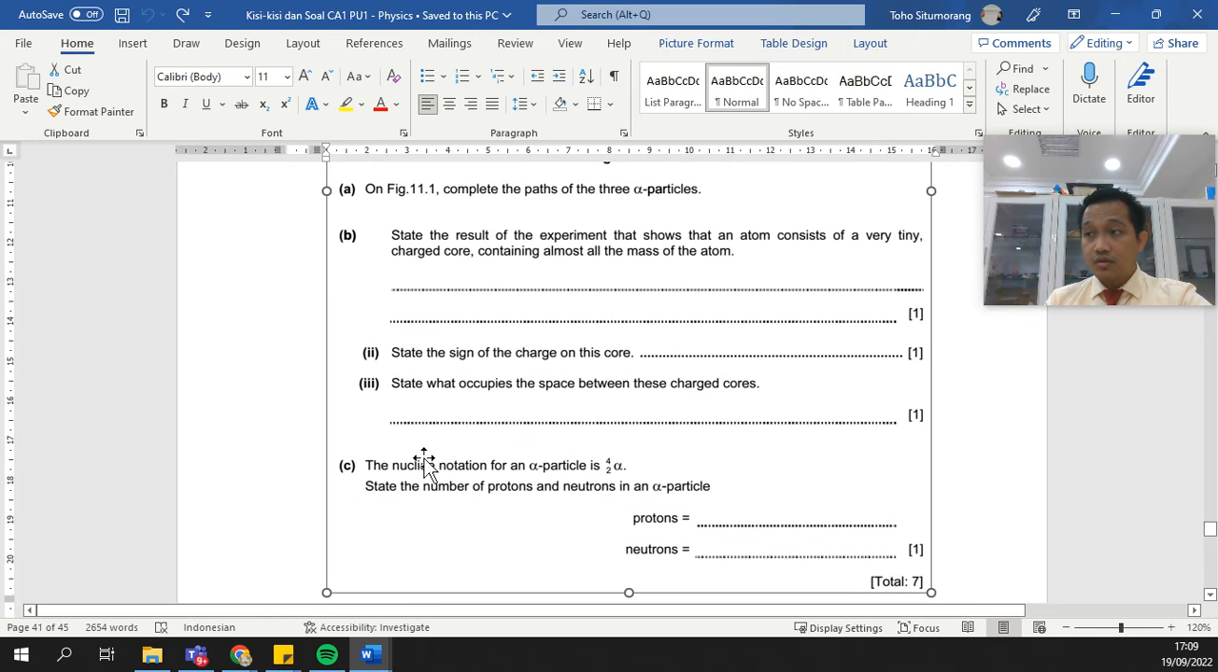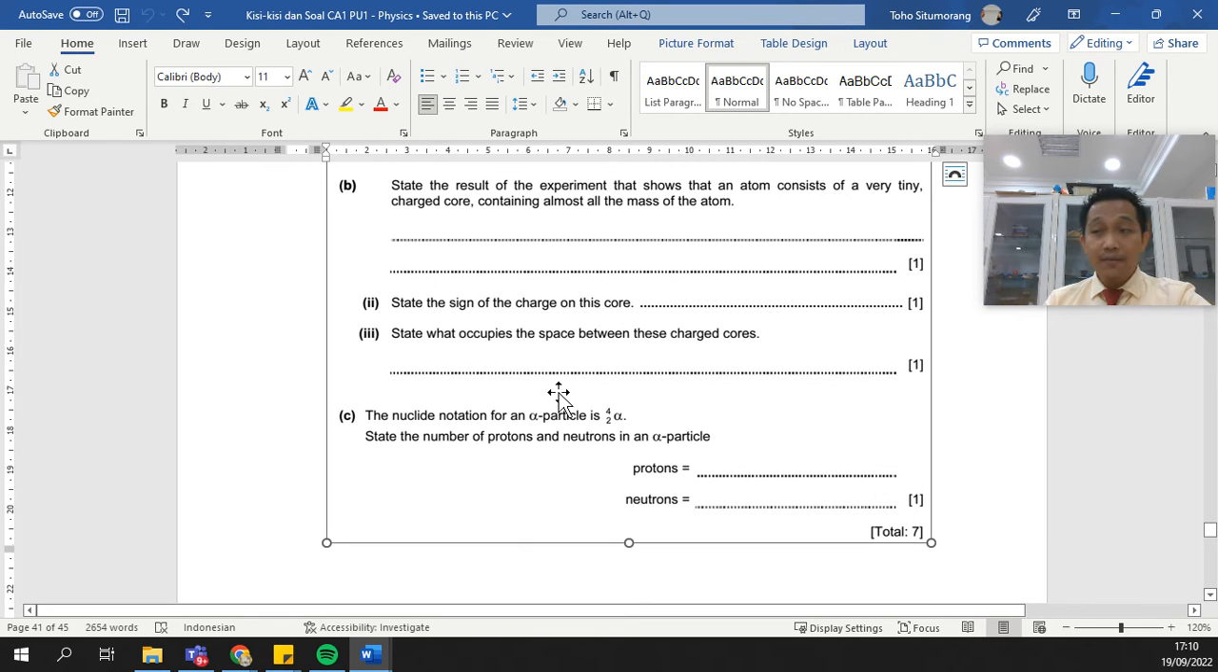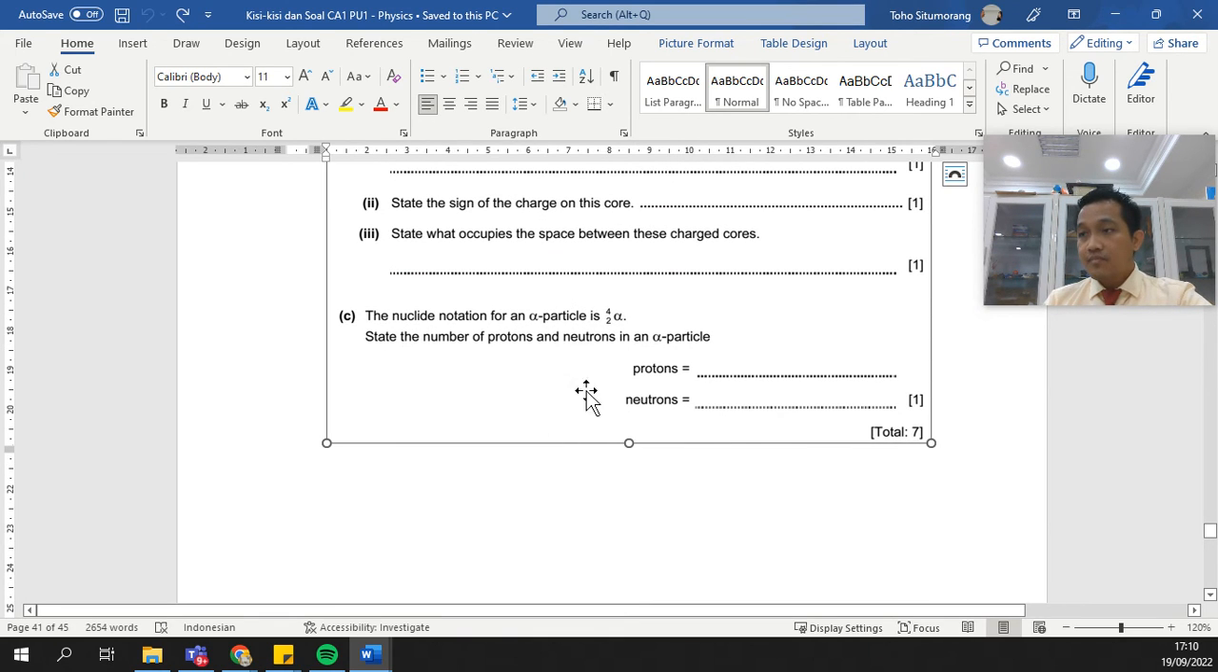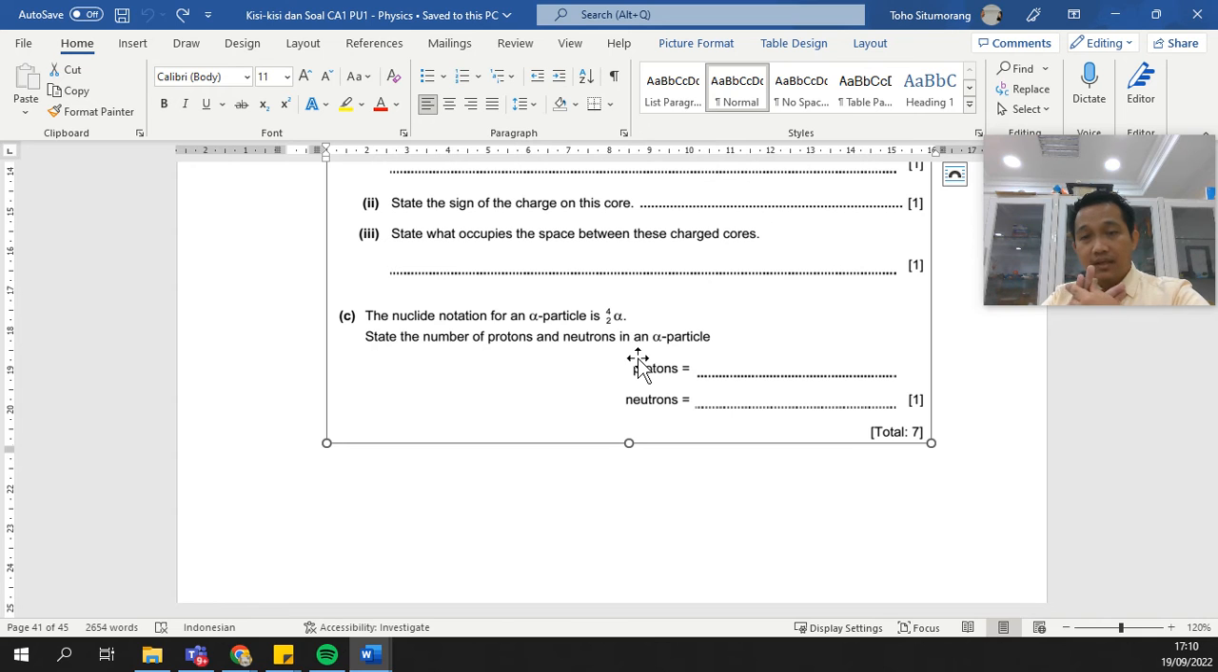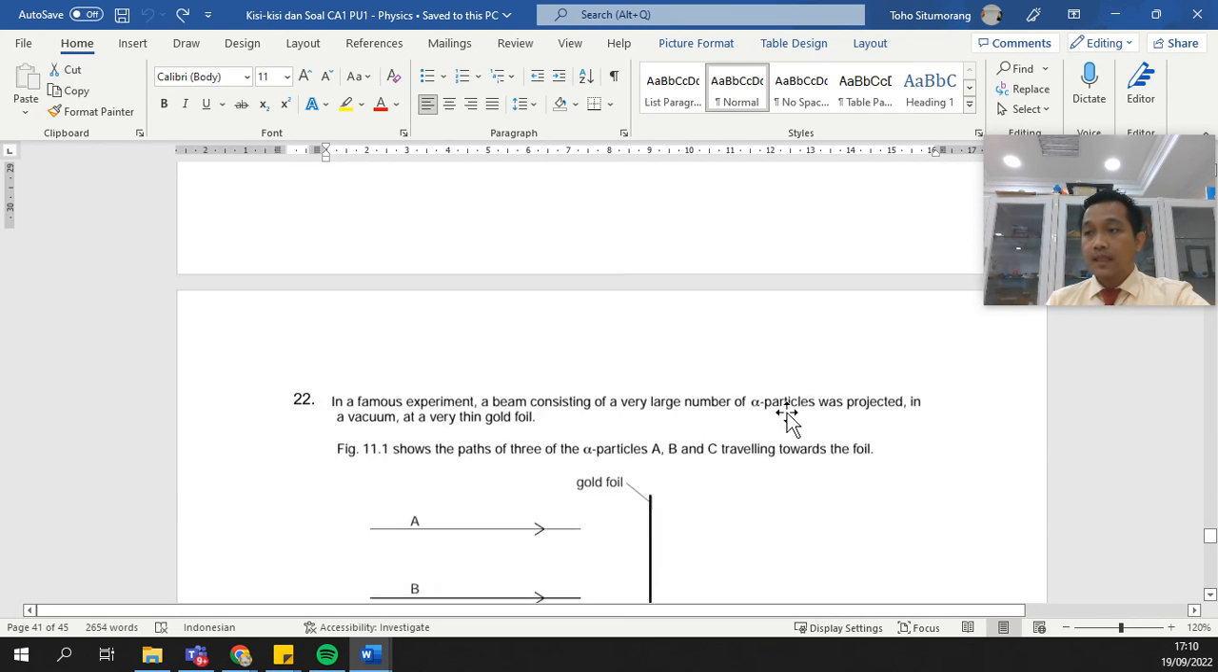State the sign of the charge of the core, which is supposed to be positive, and what occupies the space between the charged cores is empty, nothing, a vacuum. For alpha particle, the amount of protons is 2. The amount of neutrons, take a look. The number inside the nucleus is 4, and the number of protons is 2. That means 4 is a combination of 2 protons and 2 something. That 2 something is the amount of neutrons. So the neutrons are also 2.